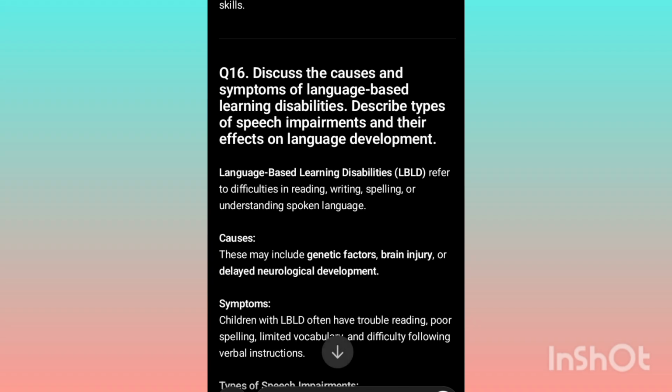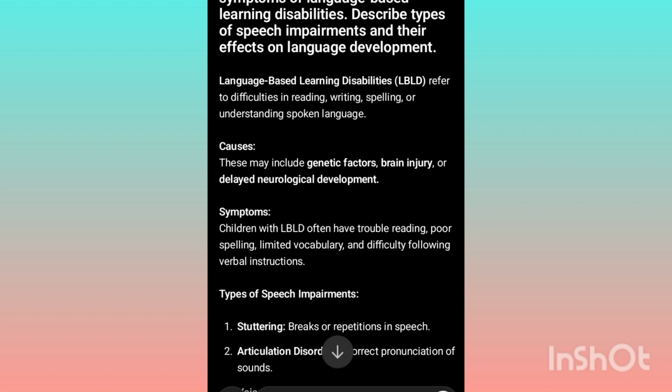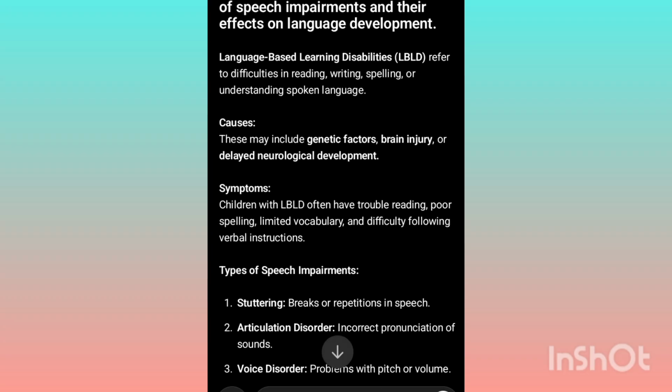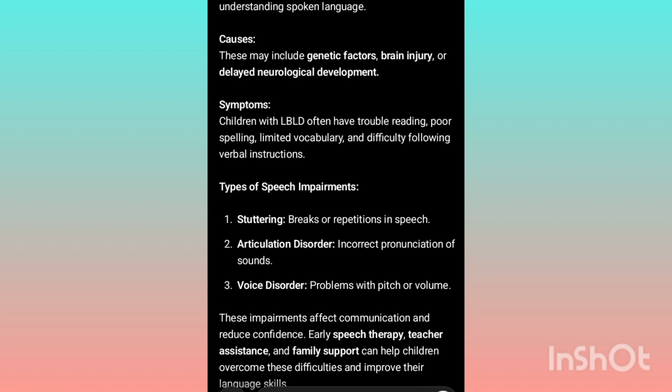Q16. Discuss the causes and symptoms of language-based learning disabilities. Describe types of speech impairments and their effects on language development. Language-based learning disabilities, LBLD, refer to difficulties in reading, writing, spelling, or understanding spoken language. Causes. These may include genetic factors, brain injury, or delayed neurological development. Symptoms. Children with LBLD often have trouble reading, poor spelling, limited vocabulary, and difficulty following verbal instructions.